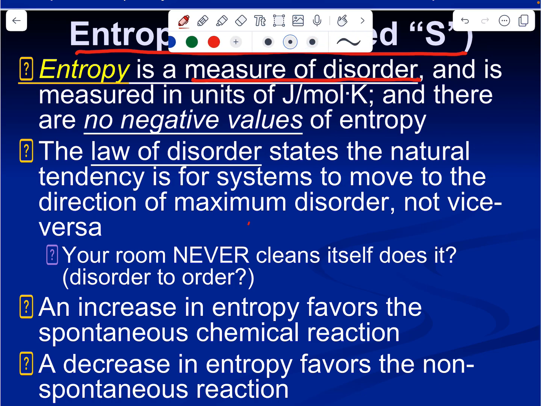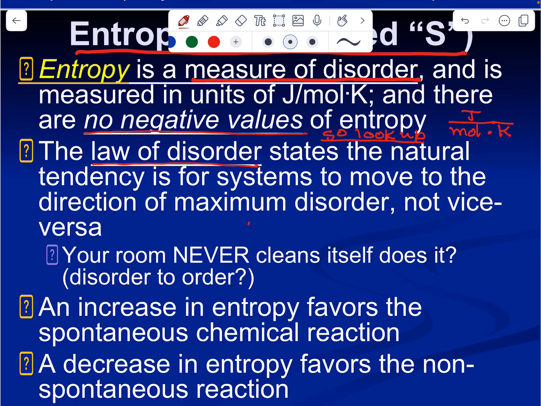Joule per mole K. I'm going to write that here so you can see joules per mole K. That means Kelvin temperature, of course. Now, when it says there are no negative values of entropy, what that means is there are no negative values in our S that we look up. When you look up a table of entropies, every one of your entropy values will be positive. That doesn't mean our delta S will be positive.